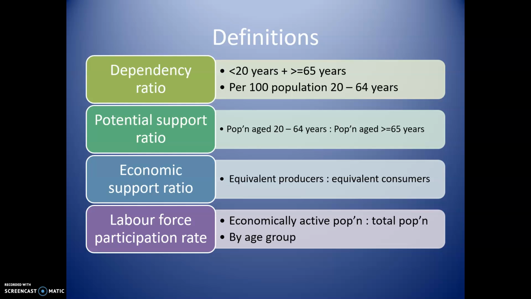The potential support ratio is the population aged 20 to 60 compared to the population aged more than or equal to 65. So a high potential support ratio means we have a large number of young working people compared to retired people, whereas a low potential support ratio means we have a small amount of young working age people compared to older retired people. The economic support ratio compares equivalent producers to equivalent consumers.